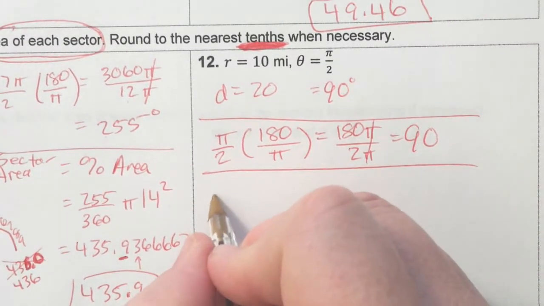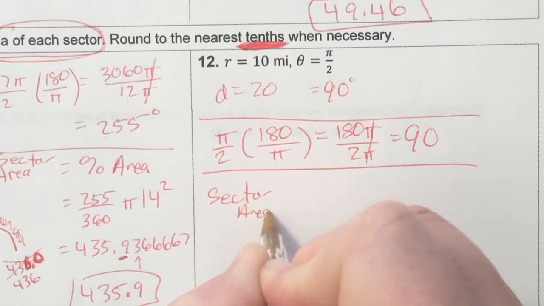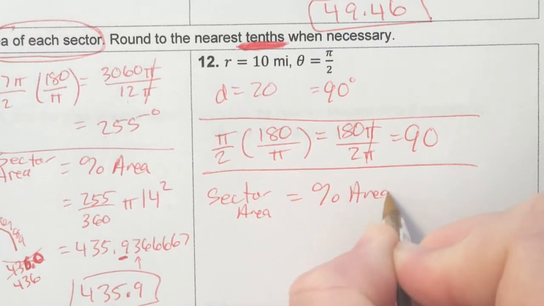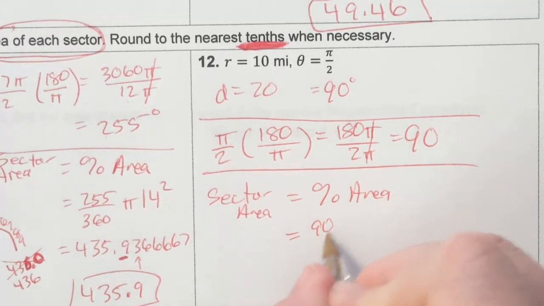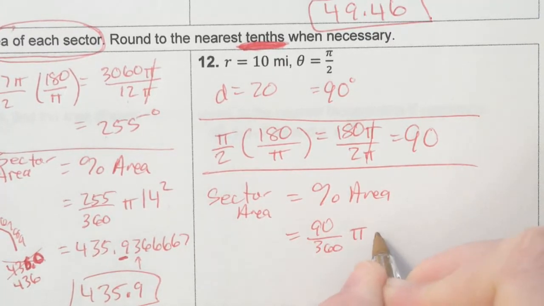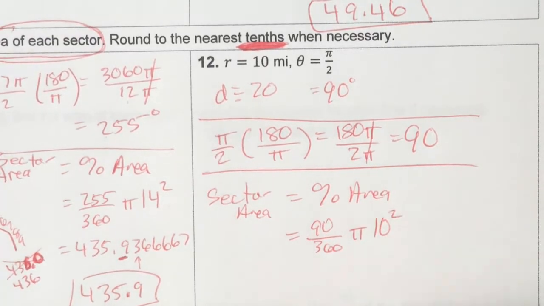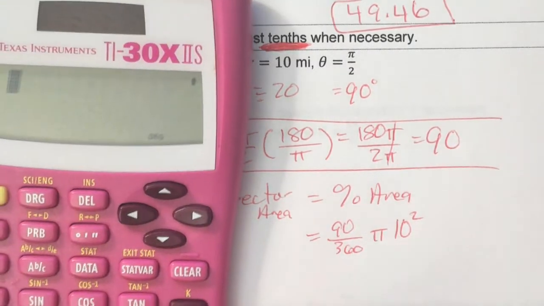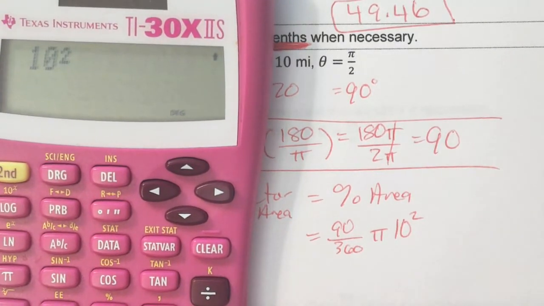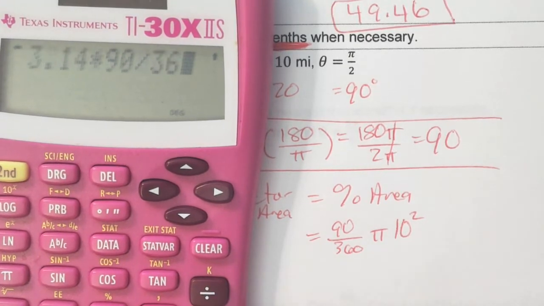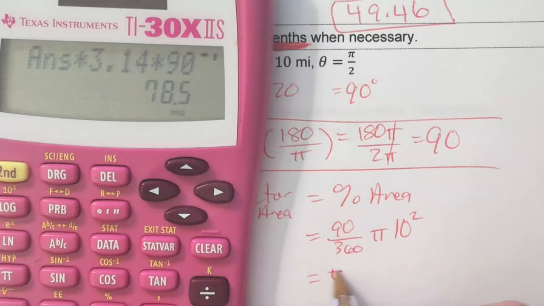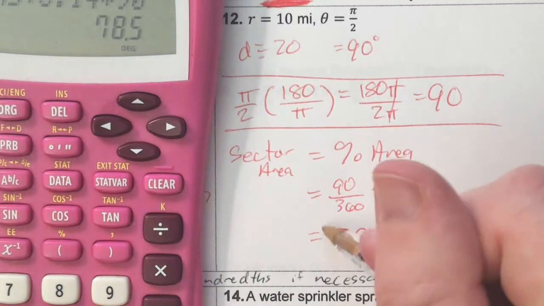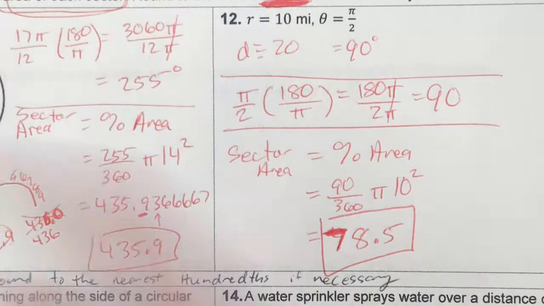Okay, and we want the sector area, which equals percentage of the area. Percentage would be the angle, 90 over 360, times pi radius squared, so pi 10 squared. Basically, type this in backwards in your calculator because we want to get rid of the square first. So 10 squared, which is 100, times 3.14 times 90 divided by 360. We pop out with 78.5. They said it rounds to nearest tenth. How many zeros does 10 have? 1. We're already at 1 decimal place, so we're done with that particular problem.